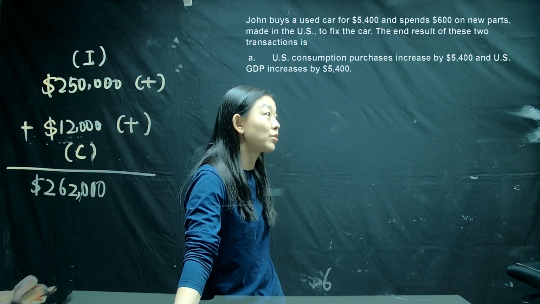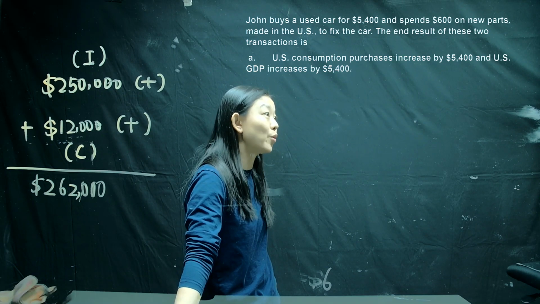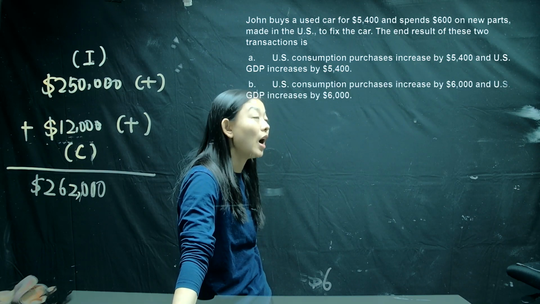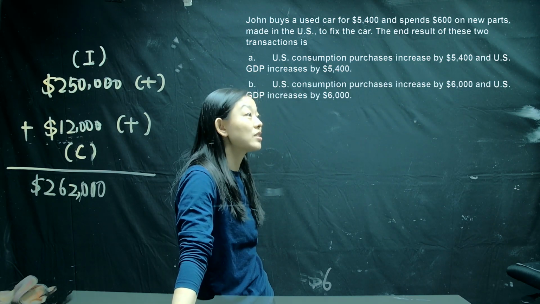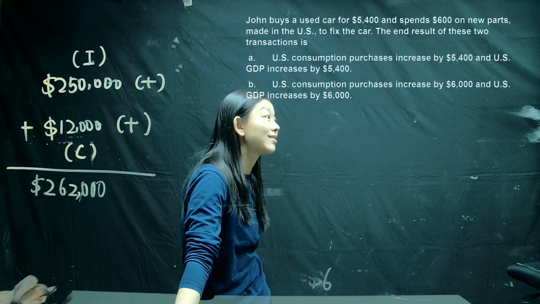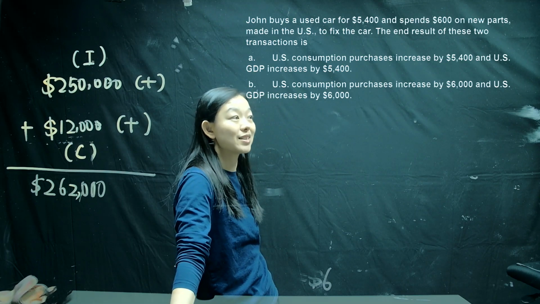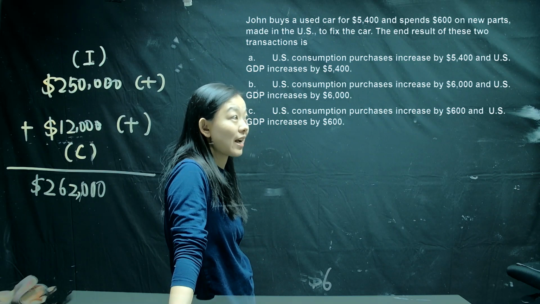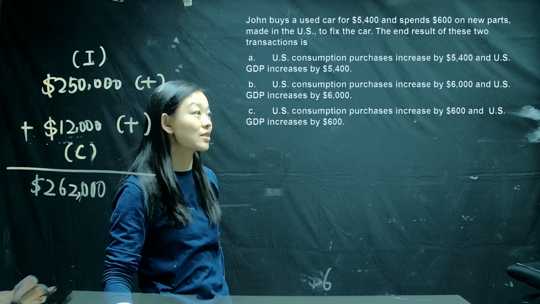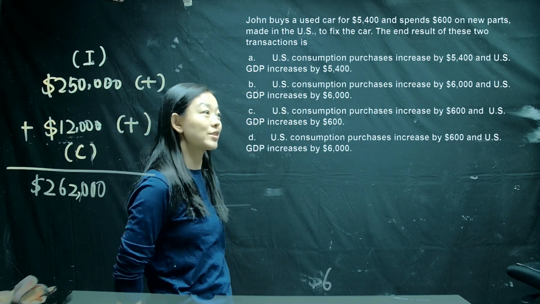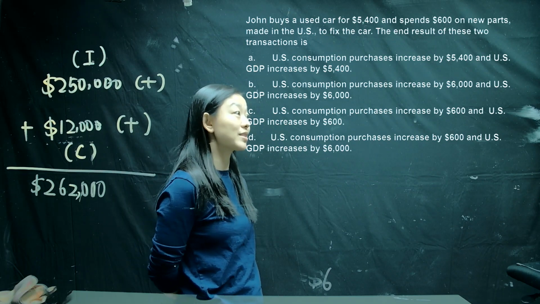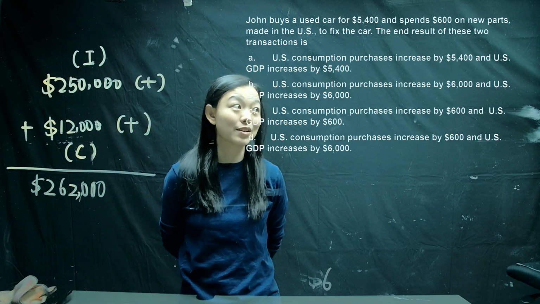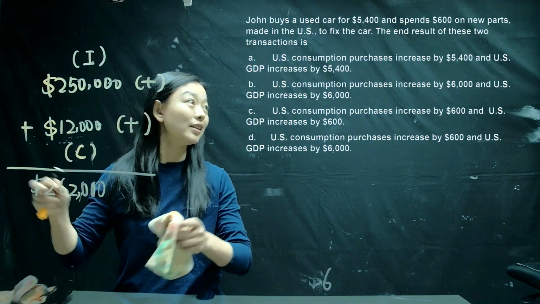Option A, US consumption purchase increased by 5,400 or US GDP increased by 5,400. Option B, US consumption purchase increased by 6,000 and US GDP increased by 6,000. Option C, US consumption purchase increased by 600 and US GDP increased by 600. The last option, the US consumption increased by 600 and the US GDP increased by 6,000. Which one is correct? Look at this question.